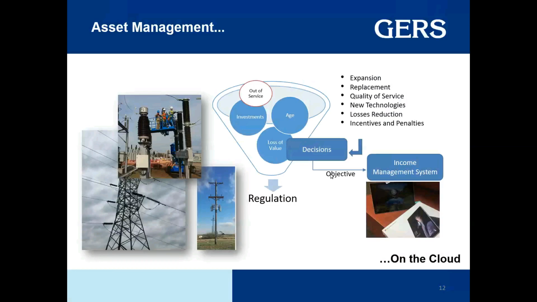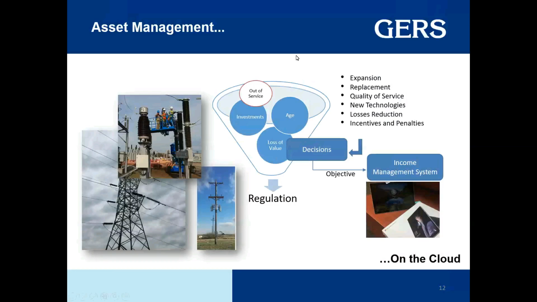Now what we are showing here is that we need to take different decisions. For example, the expansion of the network, we need to replace the assets, we need to increase our quality of the service, new technologies, usage reduction, incentives, and other kinds of decisions that we need to take on the networks. Now, the question is, what is the information that we could approach?